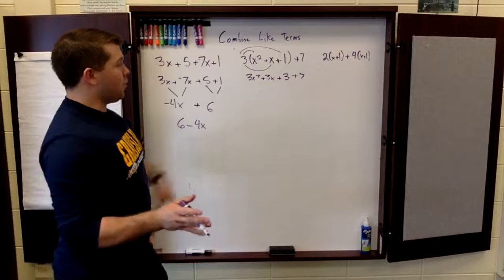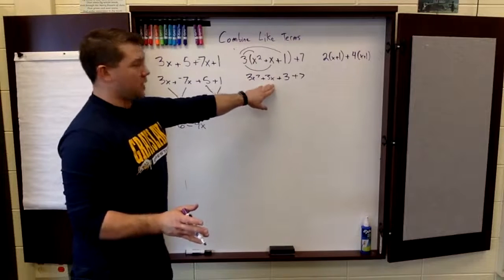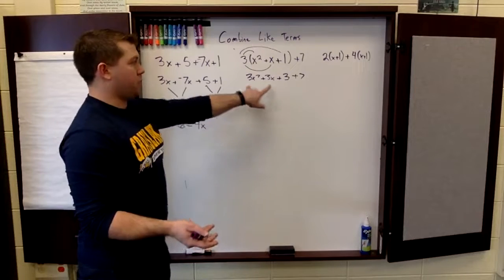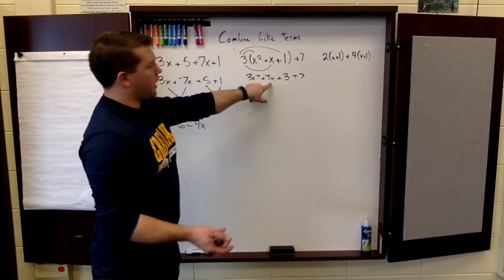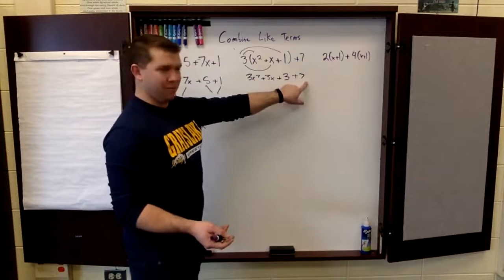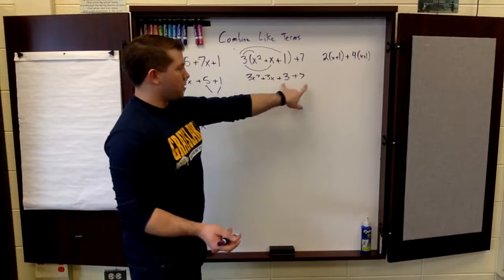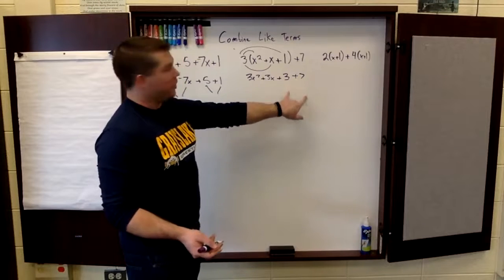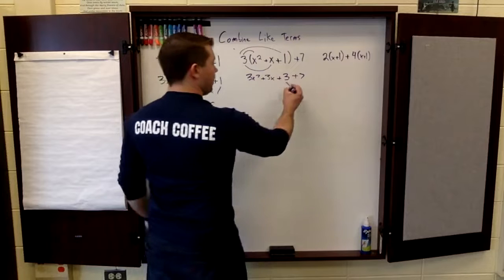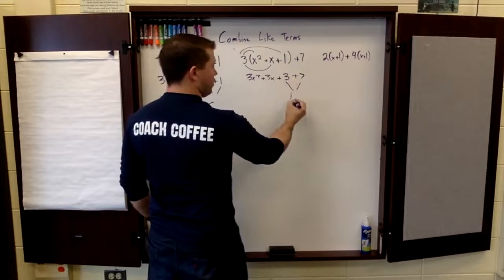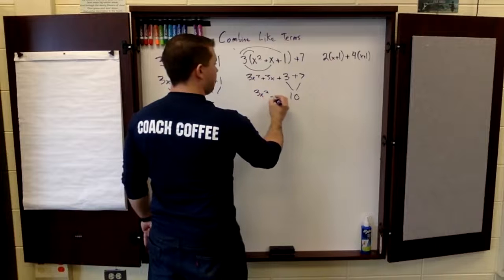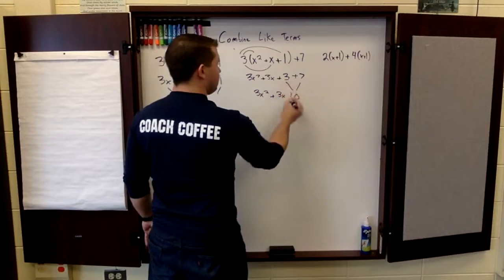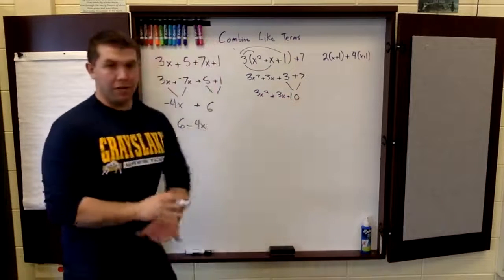Now, again, x squared and x, those are two different variable expressions, so these are not like terms. So I've got x squared here, I've got 3x, I've got a 3 and a 7. The only thing I can do here, because neither of these have a variable, is I can combine these two. I can do 3 plus 7, which we know is 10. I can bring everything else down. 3x squared plus 3x plus 10. And that's all I have to do.